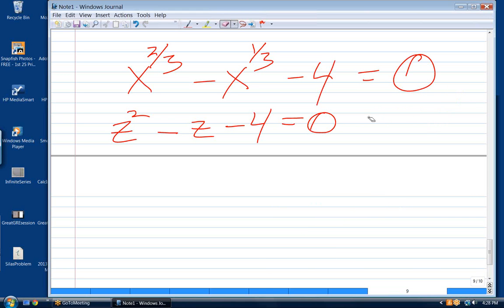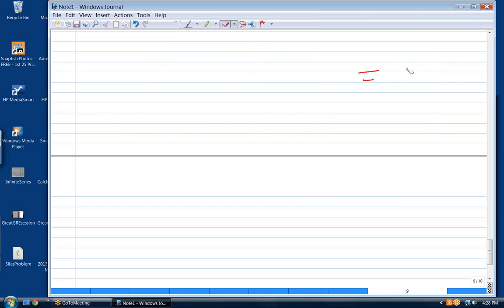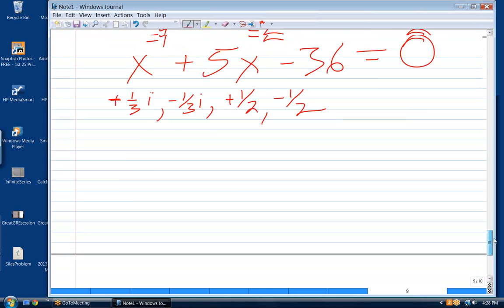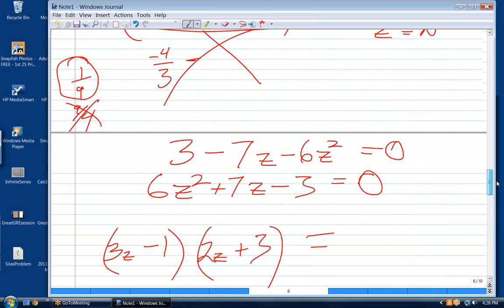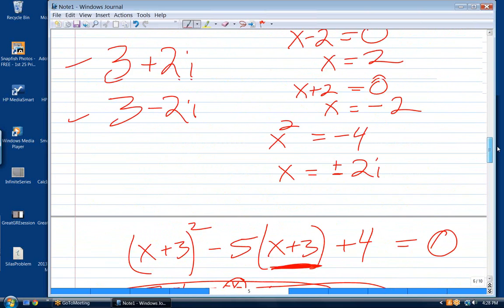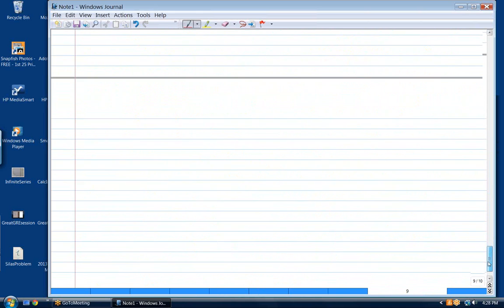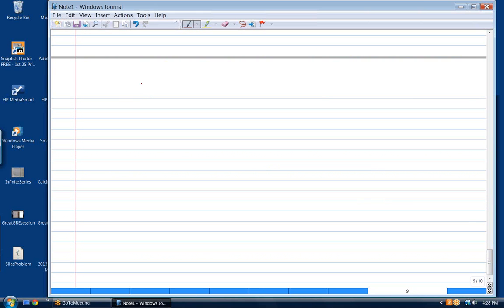All right. That's a pretty good session. Those are good problems. I like that. Using substitution on things that don't look like they're quadratics. Yeah, because a lot of times that's the only way to solve them. You can't believe how hard it is to solve something like this.